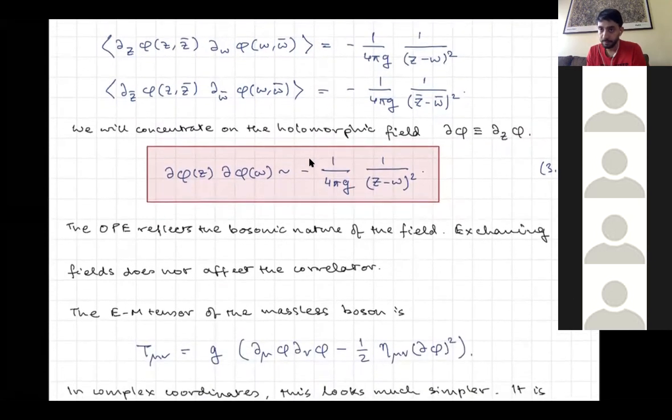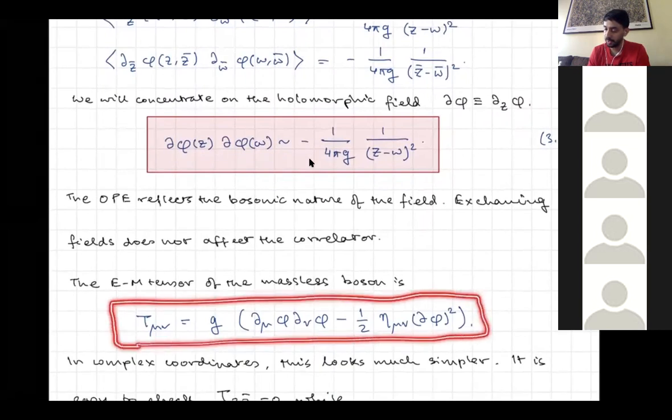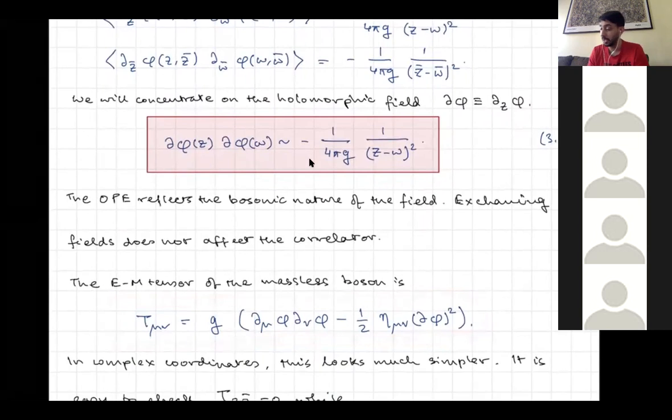Very good. Moving on, what you can easily find is that the EM tensor of this massless boson is of a form like this. This G has nothing to do with the metric. This G is the coupling, the normalization factor in front that we have. I'll just choose to keep this. So this is del mu phi del nu phi minus half eta mu nu (del phi) squared.